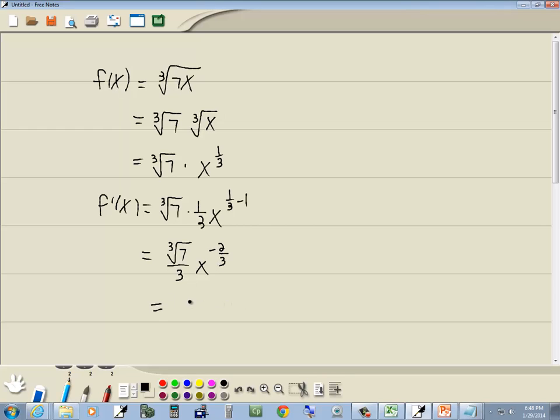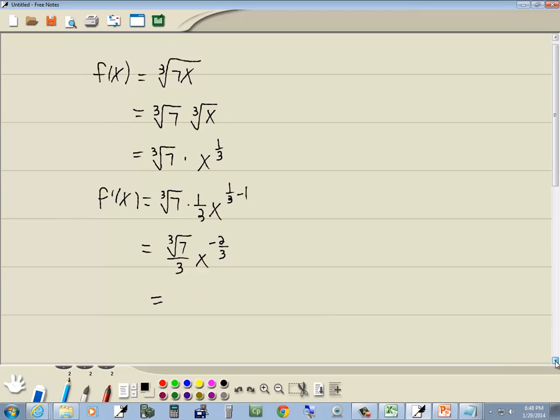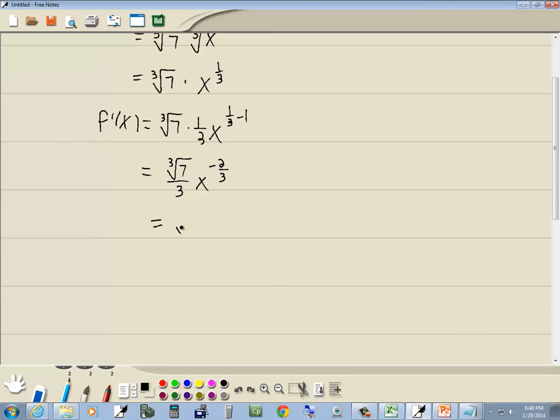We don't want negative exponents, so I take that x to negative 2/3 to the denominator. We got the cube root of 7 over 3x to the positive 2/3. And that's our answer.